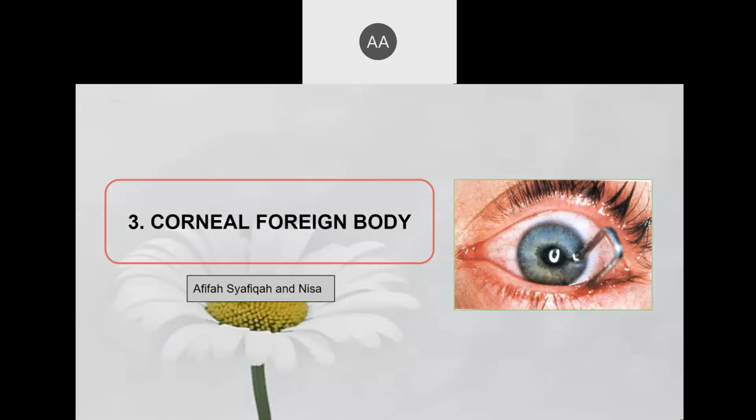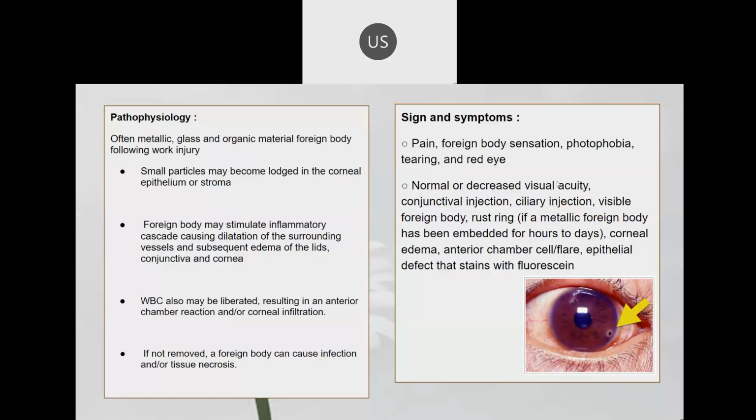So I will proceed with the corneal foreign body. Next slide. For the pathophysiology, the corneal foreign body usually involves metallic, glass and organic material foreign bodies following a wound injury. This small particle may become lodged in the corneal epithelium or the stroma.